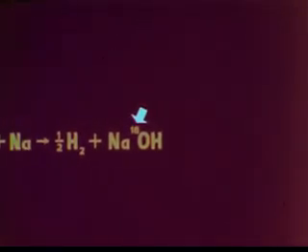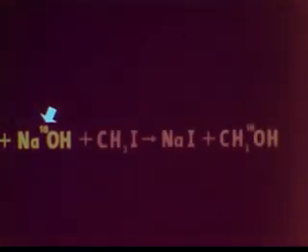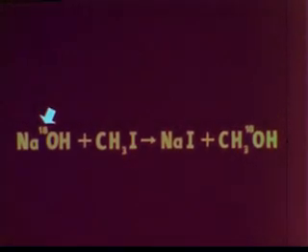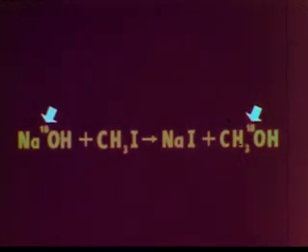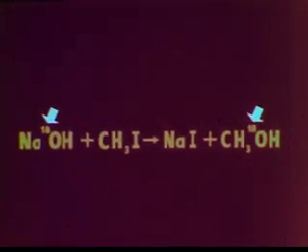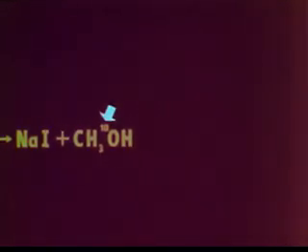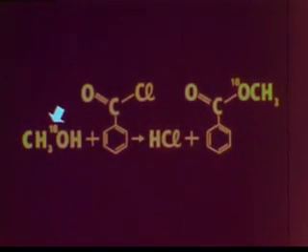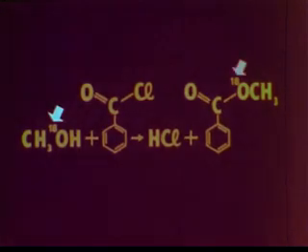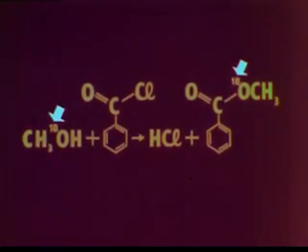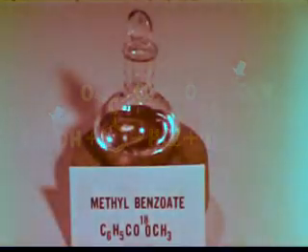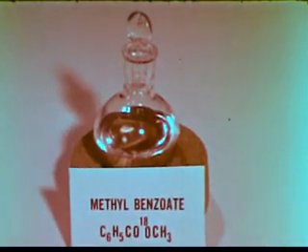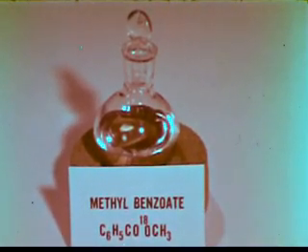The labeled sodium hydroxide is then added to methyl iodide. This forms sodium iodide and labeled methanol. Finally, the labeled methanol reacts with benzoyl chloride to form hydrochloric acid and labeled methyl benzoate. This synthesis gives us a sample of methyl benzoate labeled in the bridge position.